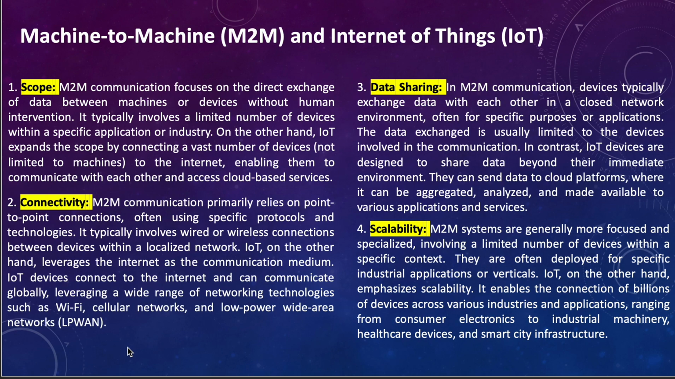So the connectivity, you can see the exact difference. We are talking about localized, that means an intranet, right? The difference is basically an intranet versus the internet. Why are IoT devices more important?